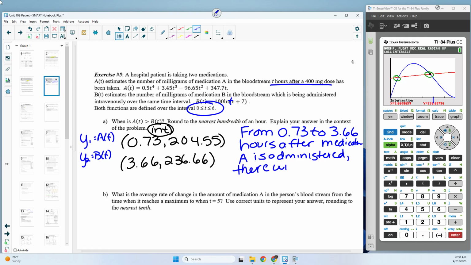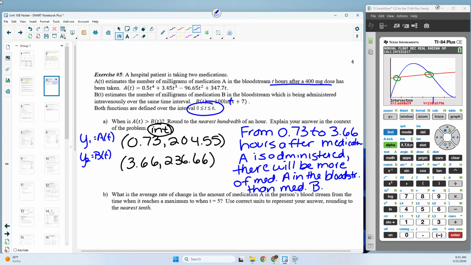There will be more of medication A in the bloodstream. I'm going to abbreviate that. Than medication B. So that's the answer in the context of the problem. The answer is from 0.73 to 3.66, which I could write in interval notation, but I chose to write it this way because I was explaining it anyway as a word problem answer.